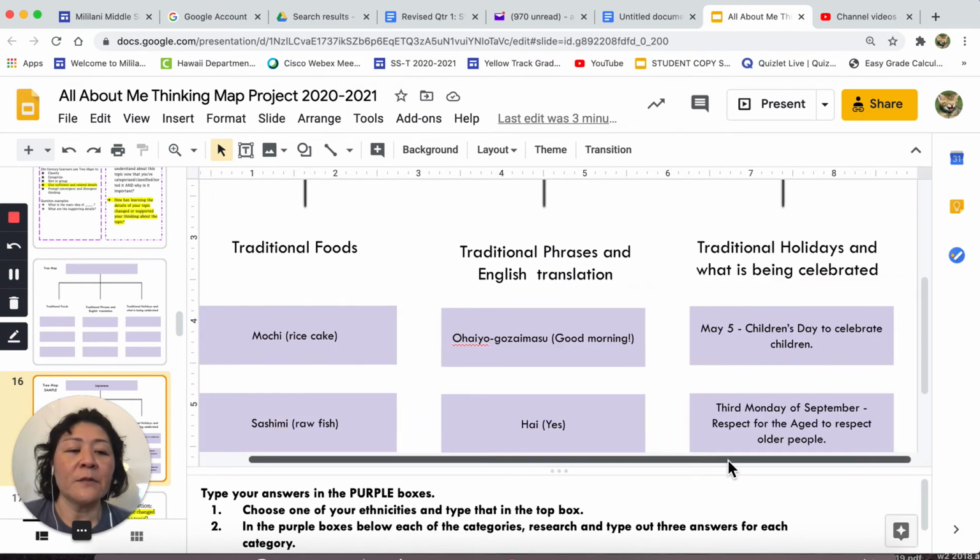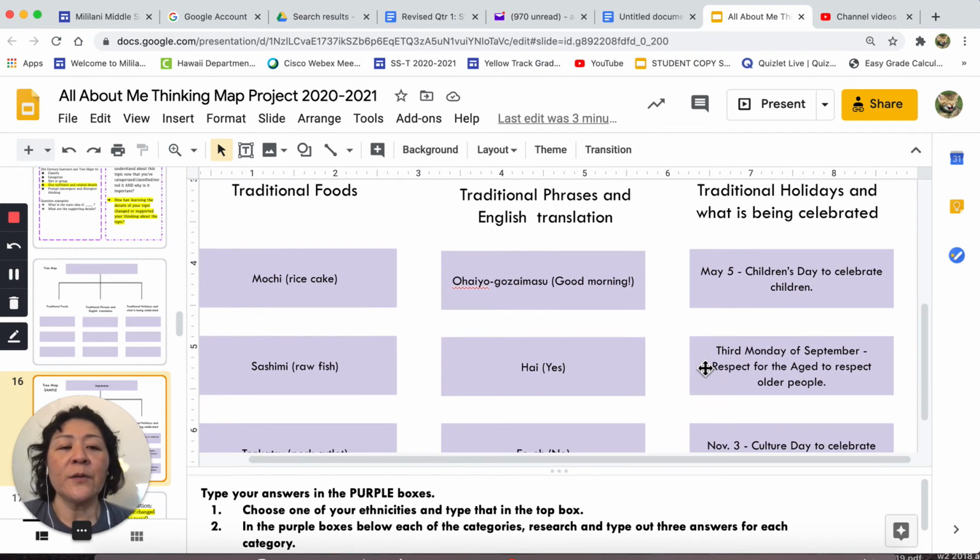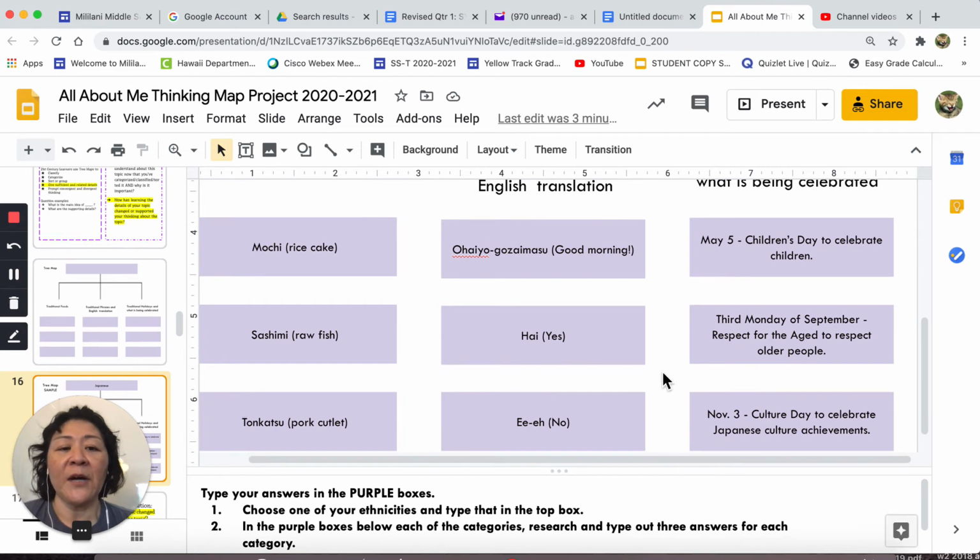Then, sorry, I'm going to scoot this guy over. Traditional holidays and what's being celebrated. So even for me, when I was making this example, I had to actually look it up. So some of these might not be that easy. You're not going to know it off the top of your head, but this is good because it helped me learn more about one of the cultures that I am.